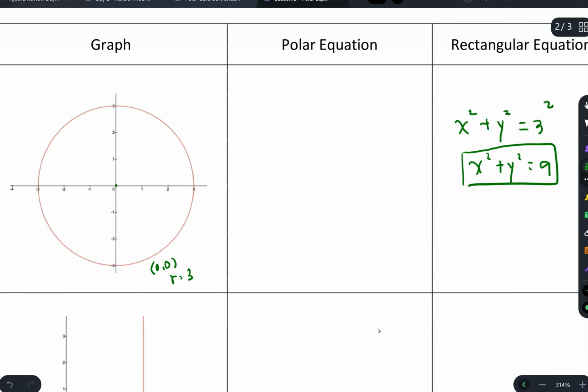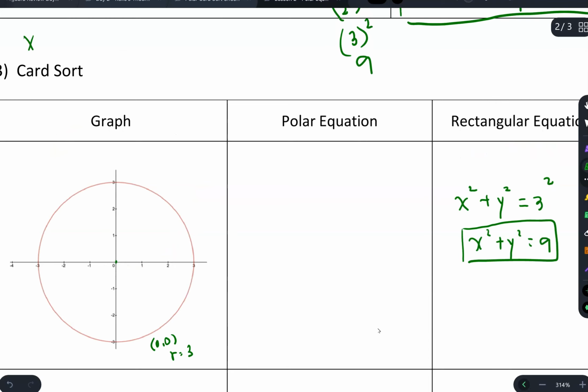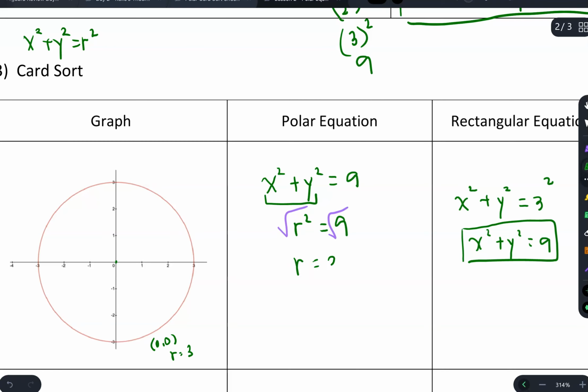All right, so the equivalent polar equation. Remember what x squared plus y squared equals. X squared plus y squared equals r squared, right? So I can change this x squared plus y squared into r squared. Take the square root of both sides because we don't want an r squared, so we'll get r is going to be equal to 3. So that is my equivalent polar equation.